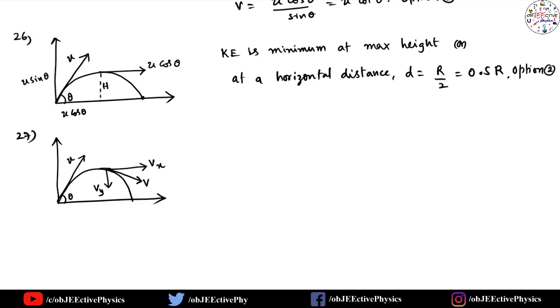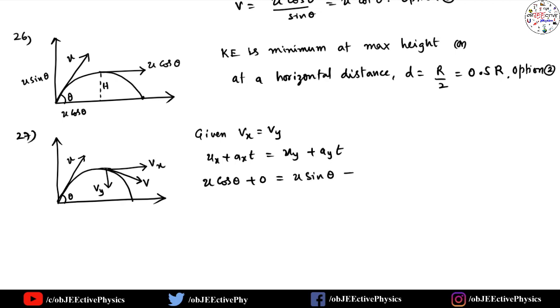As for the question, given Vx is equal to Vy, from V is equal to u plus at, we can write it as ux plus ax into t is equal to uy plus ay into t. Ux is u cos theta, ax is equal to 0 always, and uy is equal to u sin theta minus gt. Ay is equal to minus g along vertical direction.